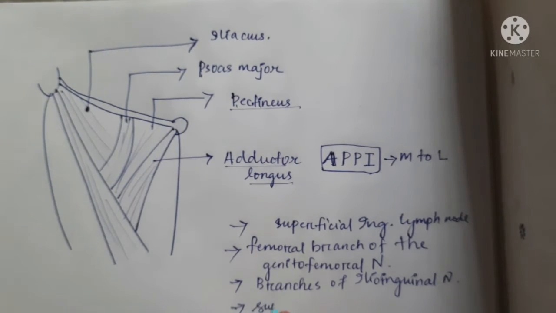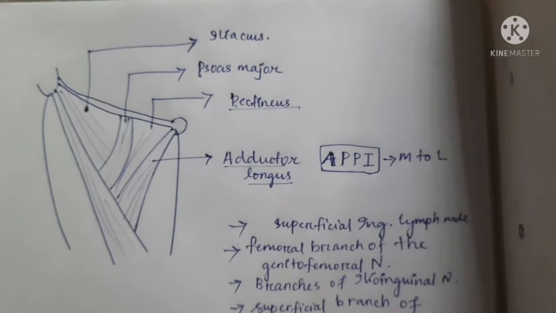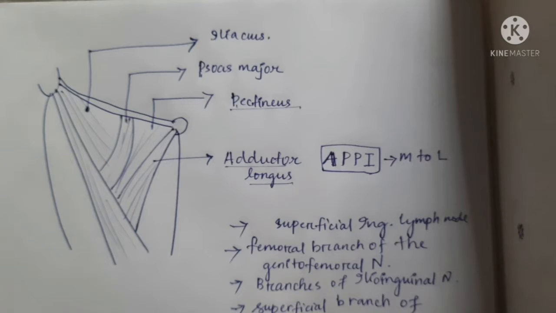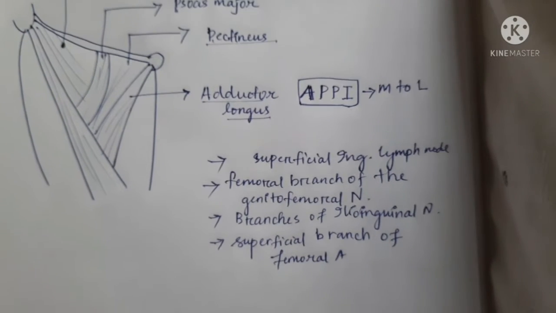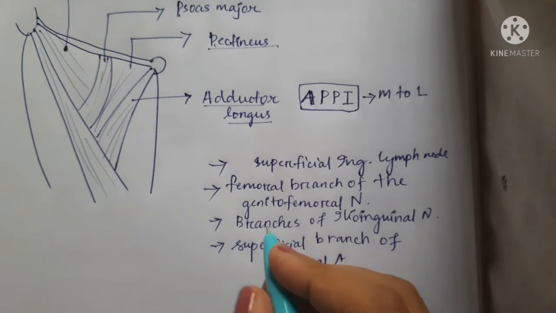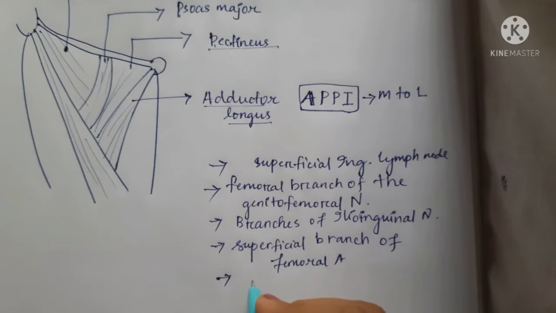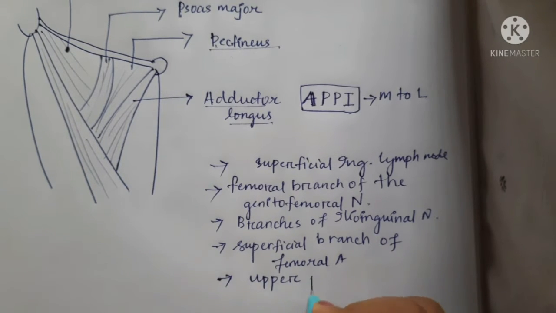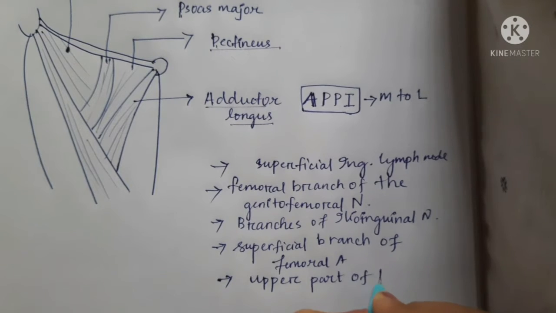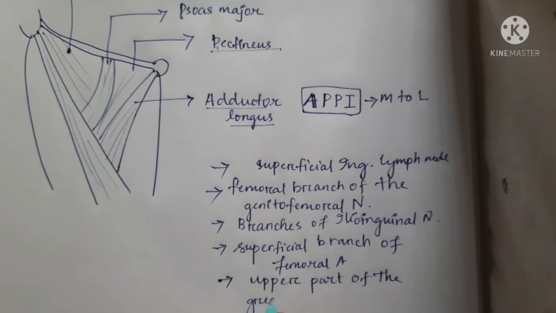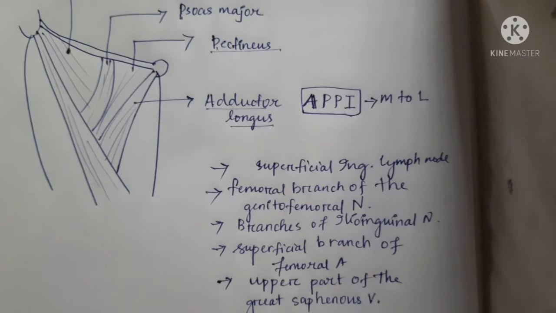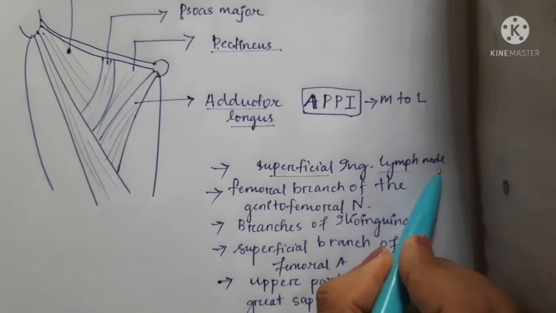Then the superficial branch of the femoral artery. And it has a vein, saphenous vein also. The upper part of the great saphenous vein.